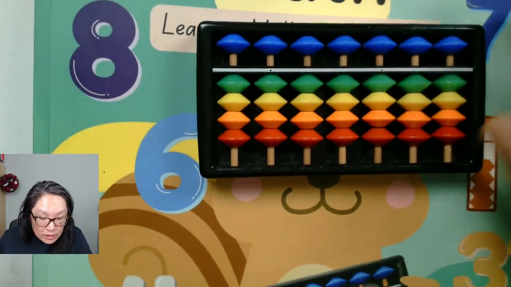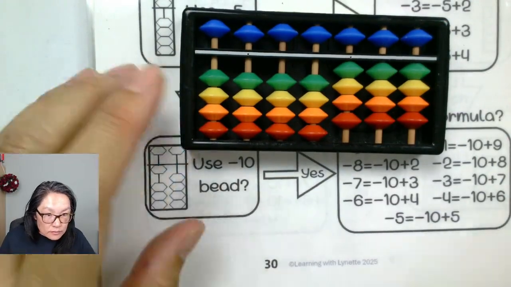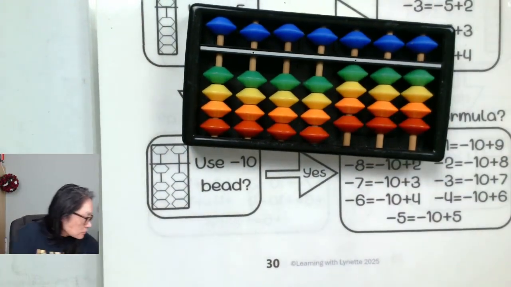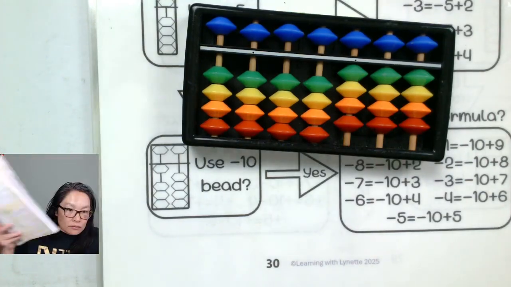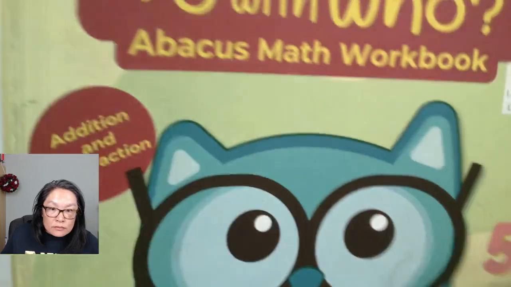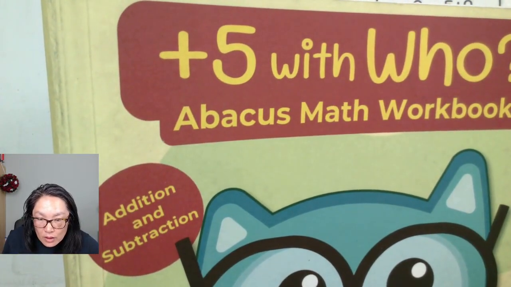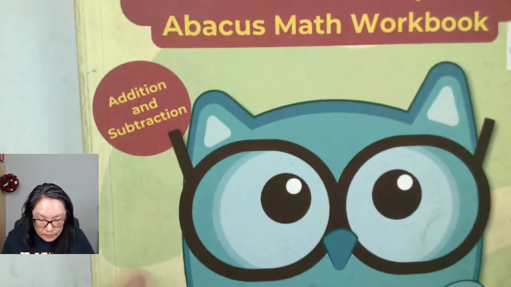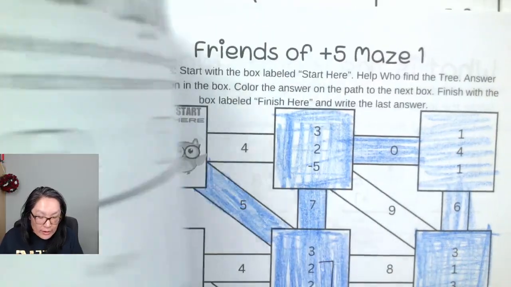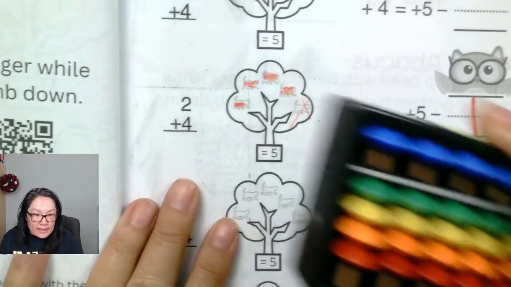So what's going to happen? When I have 4, the question is 4. Right? This is what we're doing. Why are we adding the 4? We're adding the 4 because we don't have enough beads. And this is how we do it.